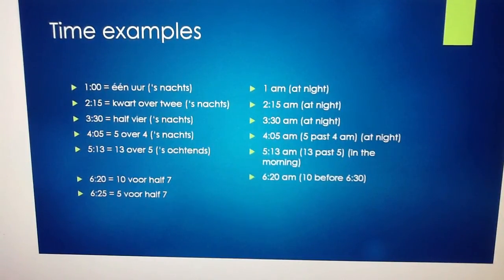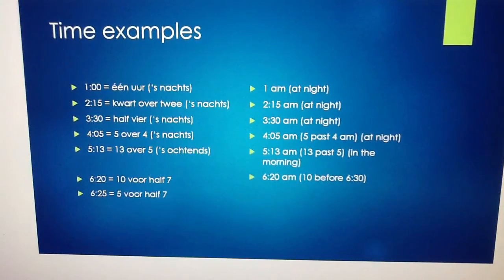When you see 1:00 on a Dutch clock, it is 1 uur 's nachts, 1 o'clock at night, 1 a.m. When you see 2:15 on a Dutch clock, it's 2:15 's nachts, 2:15 a.m. When you see 3:30, it's 3:30 's nachts, 3:30 a.m. When you see 4:05, it's 4:05 's nachts, 5 minutes past 4 a.m.